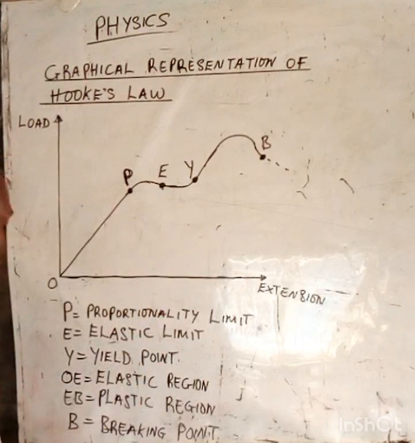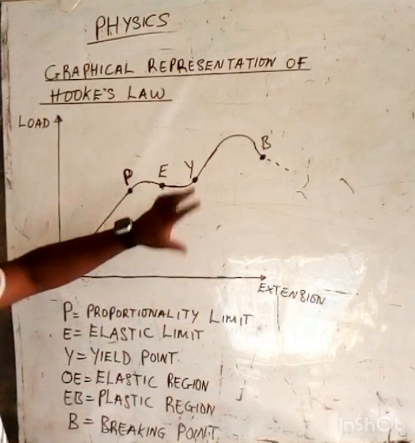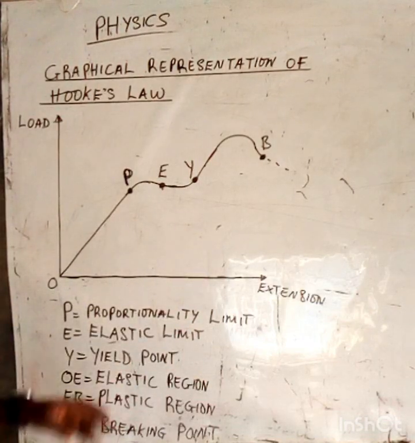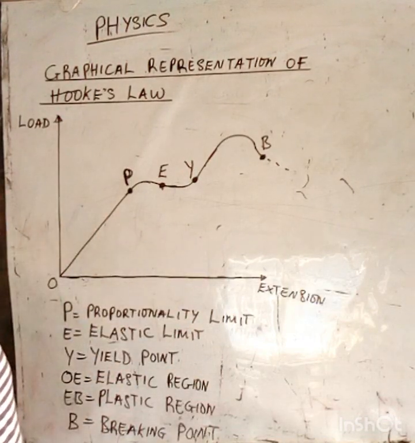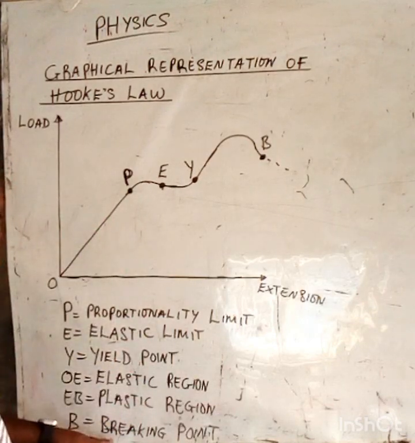Now, after which you get to what we call B. B is the breaking point, and that breaking point is a result of excess force or load being applied on that material. If the strength of the material can never bear the force or load being applied on top of it, then there's bound to be a breaking point.